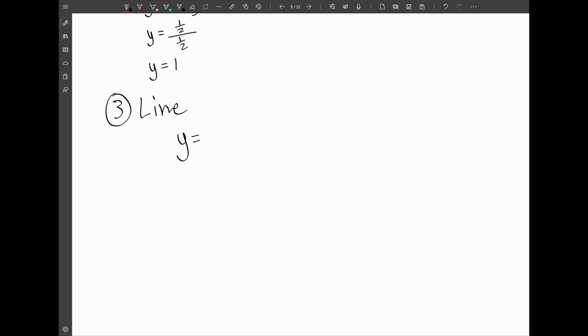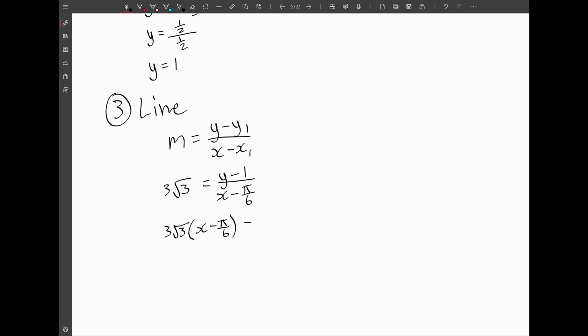We know that slope is equal to y minus y1 all over x minus x1. So I can just plug those values in. I have my slope, it's 3 root 3. I have my y value is my unknown here, but I do know that my y1 is 1, and I've got x minus my x value of pi over 6. Then I'm just going to multiply x minus pi over 6 to the other side. This is 3 root 3 times x minus pi over 6 is equal to y minus 1.